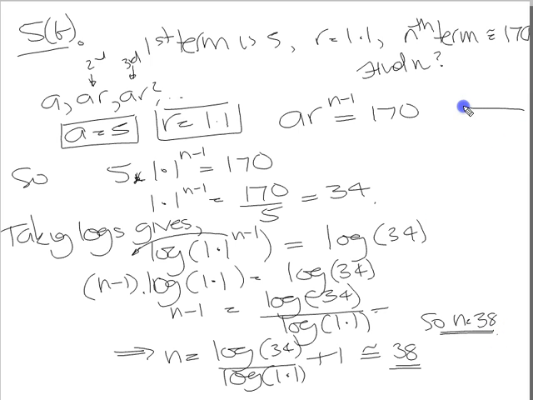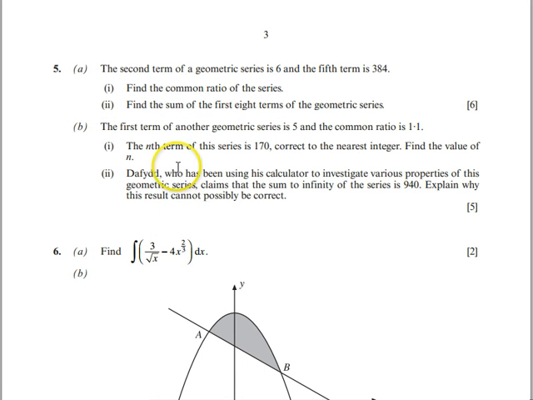Now we'll do the next part of the problem here. Just up here, part 2. So let's have a look at part 2 and see what it says. David, who has been using his calculator to investigate various properties of his geometric series, claims that the sum to infinity of the series is 940. Explain why this result cannot possibly be correct.